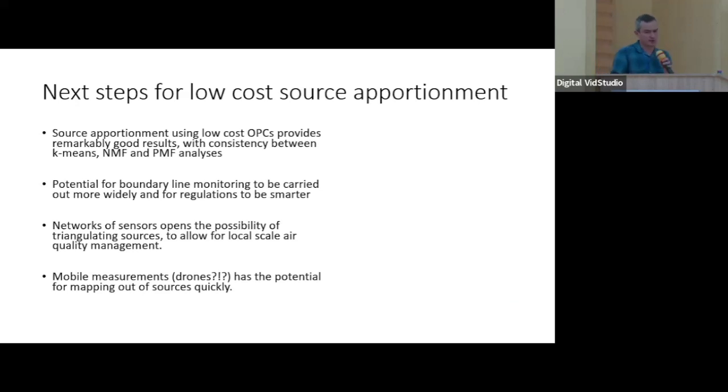So I've given you lots of examples. I hope it's clear that source apportionment can be done with low-cost sensors, and it's really important to start to know where your sources are coming from and their relative importance.